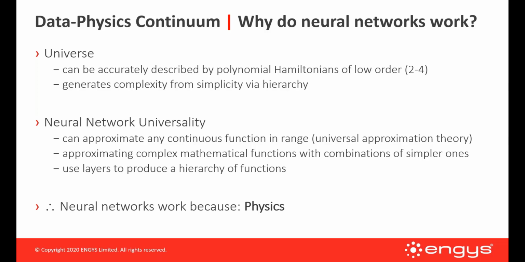For neural networks, there's a universal approximation theorem that says that neural networks can approximate any continuous function in a predefined range. And since the universe is predominantly described by these polynomials, that means that neural networks are very well suited to model the universe as we see it. And neural networks are also a combination of layers. Just like the universe generates complexity from hierarchy, neural networks have similar characteristics to produce complexity. So the second reason neural networks seem to work is because they work in a similar way to how our universe actually is put together. So that's quite interesting.